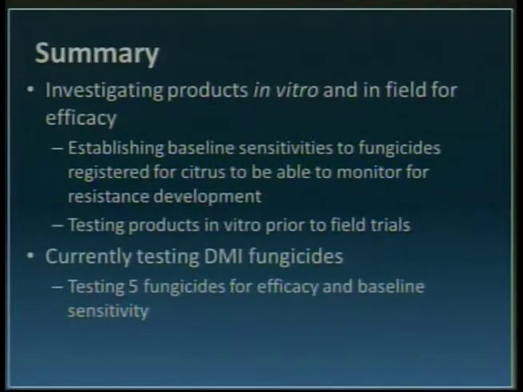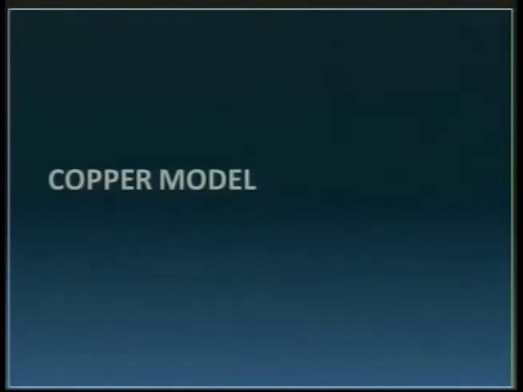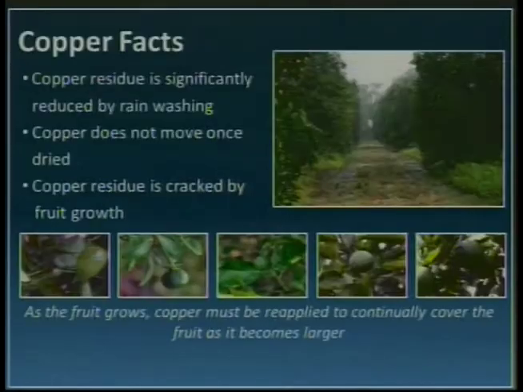So we're investigating in vitro and field products for efficacy, both products that are registered, but also we're looking at products that are not registered in citrus to be able to monitor both for resistance development, but also trying to find good products to even bring out to the in vitro trials. We're currently testing DMI fungicides, 5 of them, for efficacy and baseline sensitivity. Those are the next round of fungicides. That includes products like Quadras Top, which carries a DMI. It's a mixture. But the backbone of our black spot program is really still copper.